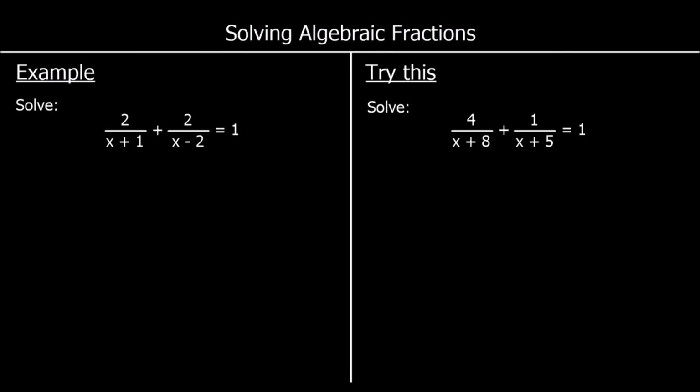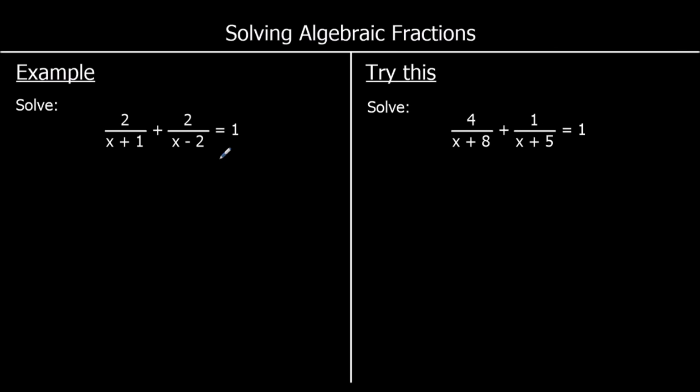Here we have an equation involving algebraic fractions. The first step, the first thing I'm going to do to solve this equation, is to add the two fractions together. So I've got 2 over x plus 1 plus 2 over x minus 2. To add fractions, we need to make the denominators the same.